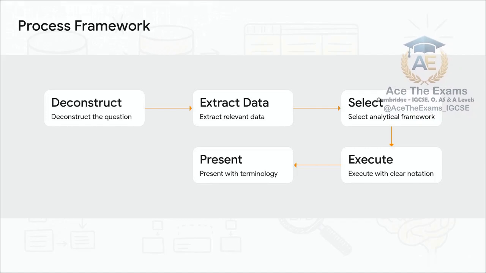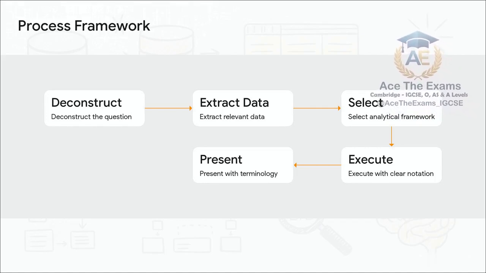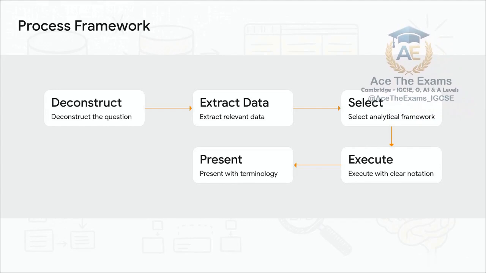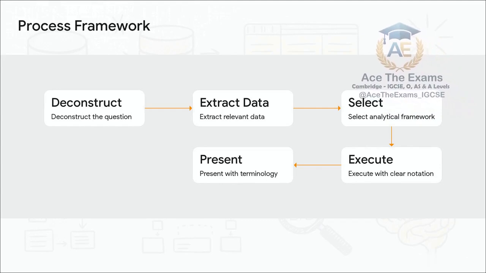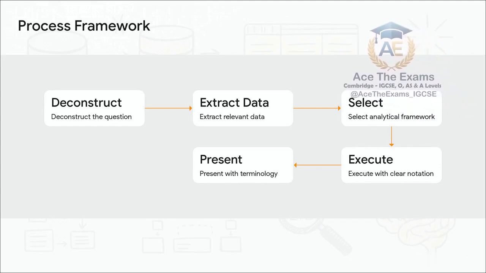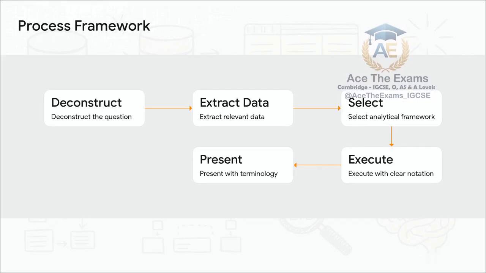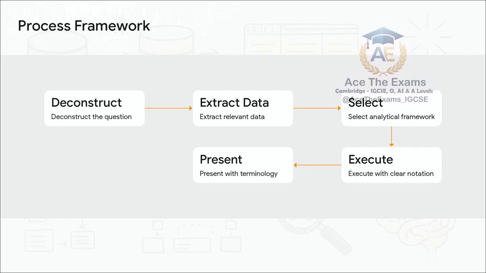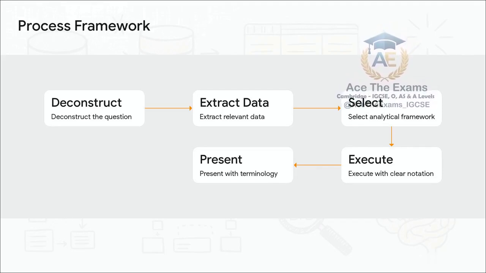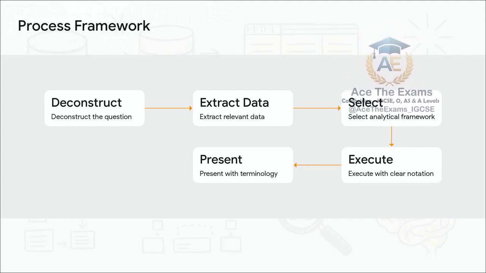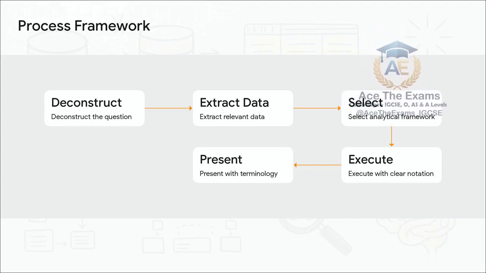Step 5, present with terminology. This is the speed writing phase. Ask yourself, if you had 30 seconds to speed write a PEEL paragraph right now, would it contain at least 3 technical terms? You need words like entity, attribute, relationship, composite key, and transitive dependency. If your paragraph doesn't contain these, you simply aren't hitting the rigorous standards of the mark scheme.